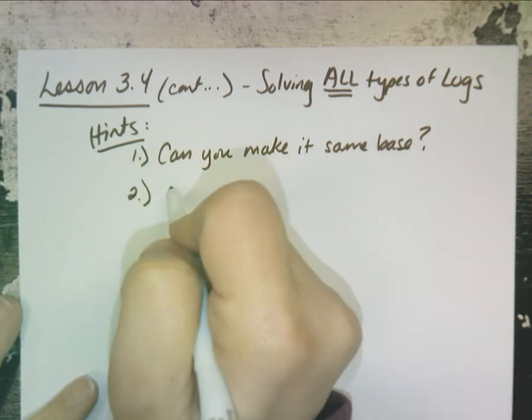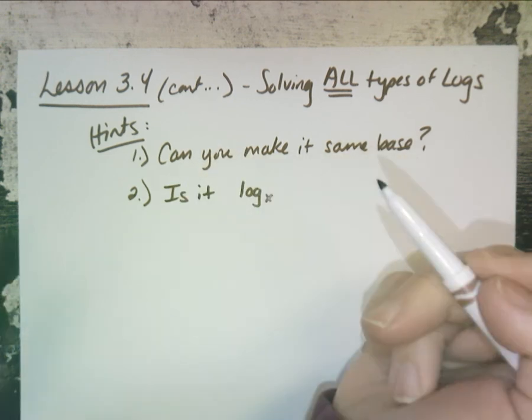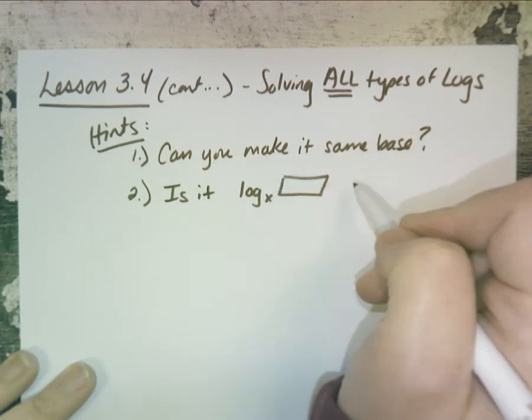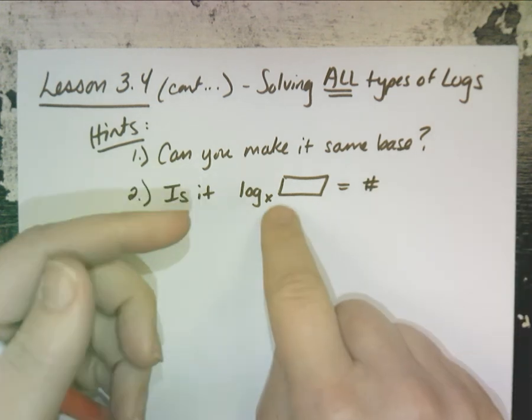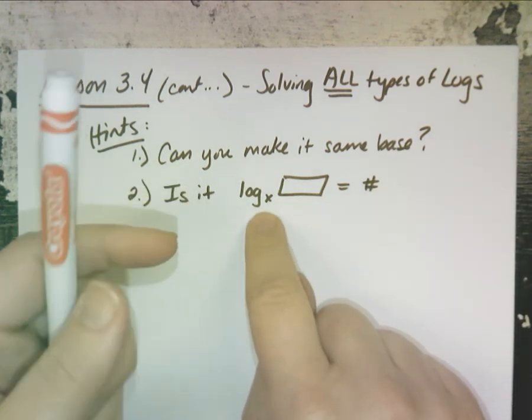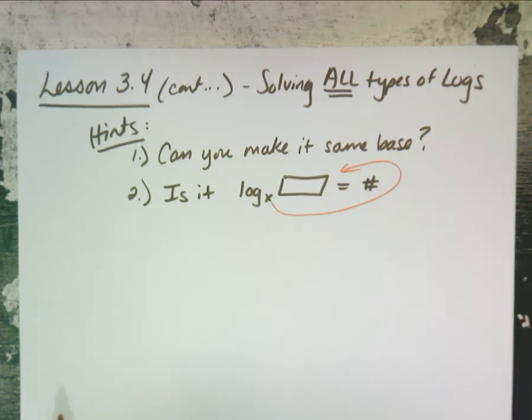Hint number 2, is it a log, we'll call it base x, of something equals a number, okay? If it has one log on one side, then you can do this whole thing, like that, okay? If it's got one log on one side, write it as an exponential.